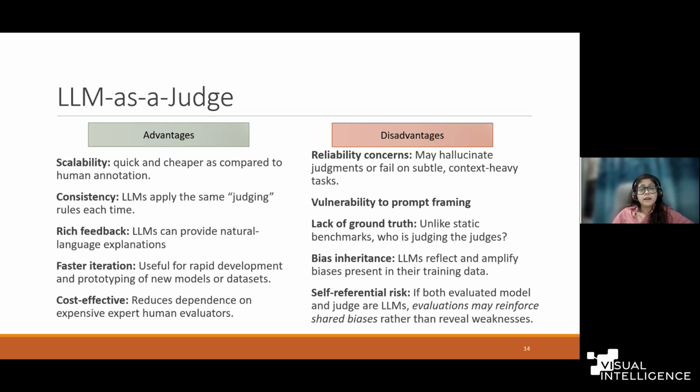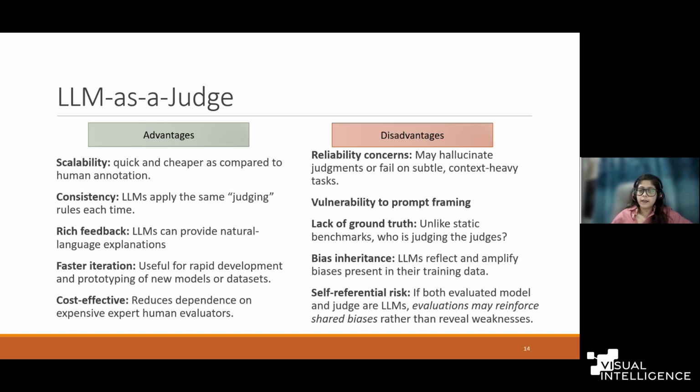But on the other side, there are a lot of disadvantages. For example, the reliability concerns. The LLMs tend to hallucinate a lot, especially when they are prompted to generate longer strings on heavy tasks as well. They are very vulnerable to prompt framing. They lack ground truth. So how can we judge which is judging already something else? There is a lot of bias inheritance, which we will talk about in detail.